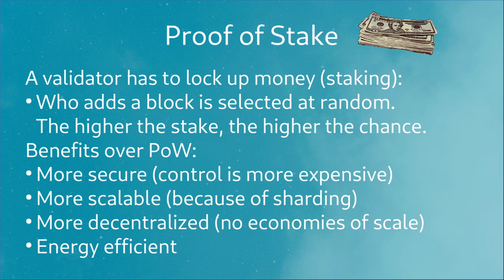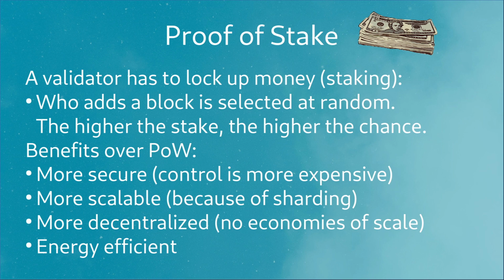In proof of stake, a validator has to freeze some money, which is called staking. Once you've done this and you've become a validator, you're selected at random to add a block to the blockchain. The bigger your stake, the higher your chance to be selected to add a block to the blockchain. But this chance is linear to the size of your stake. So if your stake is 10 times as big, you have 10 times as much chance to be selected to add a block to the blockchain.